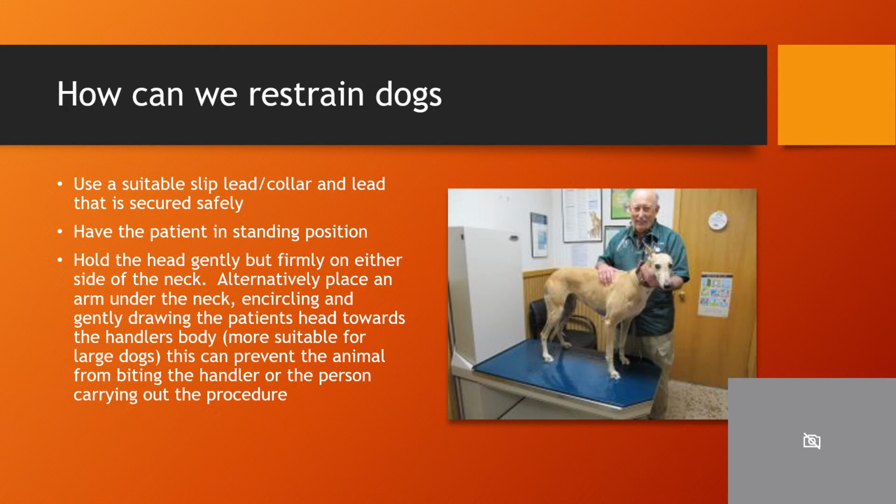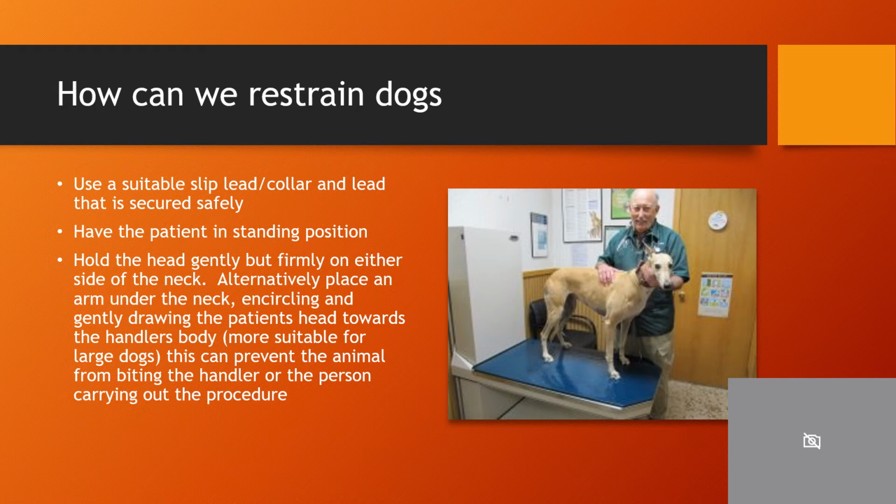How can we restrain dogs? We should use a suitable slip lead, as well as potentially a collar and lead that is secured safely. The purpose of a slip lead is exactly what it says on the tin, so that they can't slip from it. Whereas if we use their own collar and lead, sometimes you can find that the collar is quite loose, which could contribute to them being able to slip out of the collar and potentially escape.